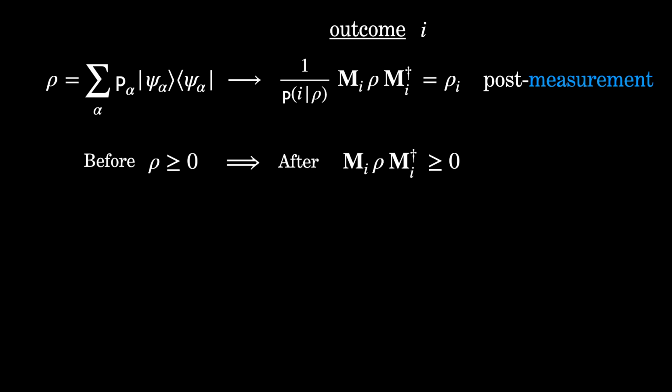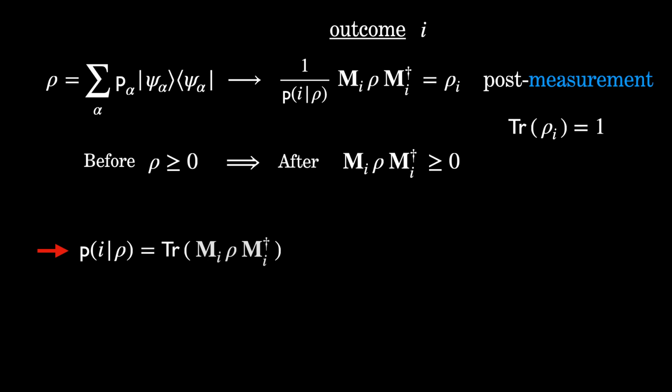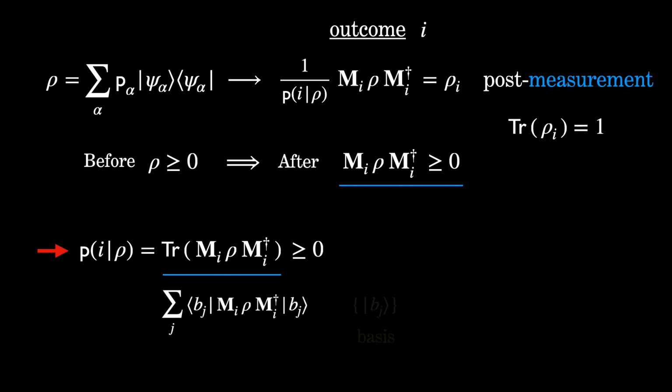Once again, we set the normalization factor to be 1 over the probability of getting the outcome i when the system is prepared in the state rho. Thus, in order for the trace of rho i to be equal to 1, this probability must be equal to the trace of Mi rho Mi dagger. By the inequality above, this trace is also positive, which makes sense for our probability. Let's see this explicitly. The trace is just the sum of the diagonal elements of this operator in some arbitrary basis B.